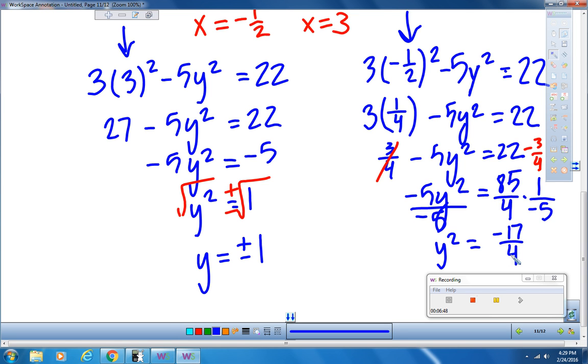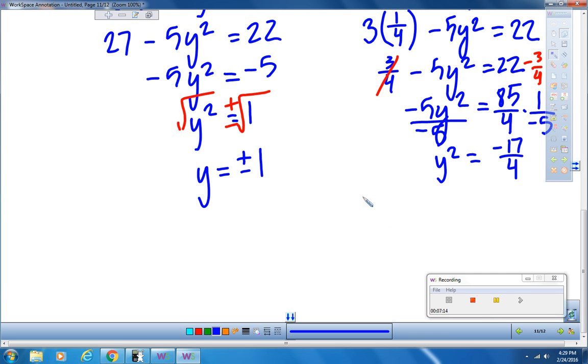Now, the issue here is I'm going to have to take the square root of both sides, which will leave me with an imaginary solution, which is not possible in this case. So we can't graph it. It's not going to show up on our hyperbola. It's possible to have imaginary solutions, but it's not going to show up on our graphs. So there's no real solution here when x is negative 1/2.